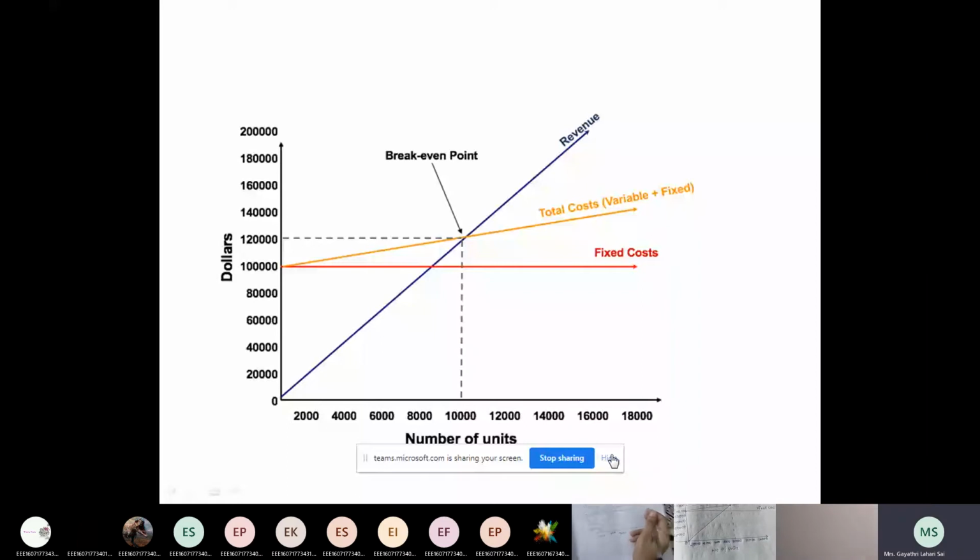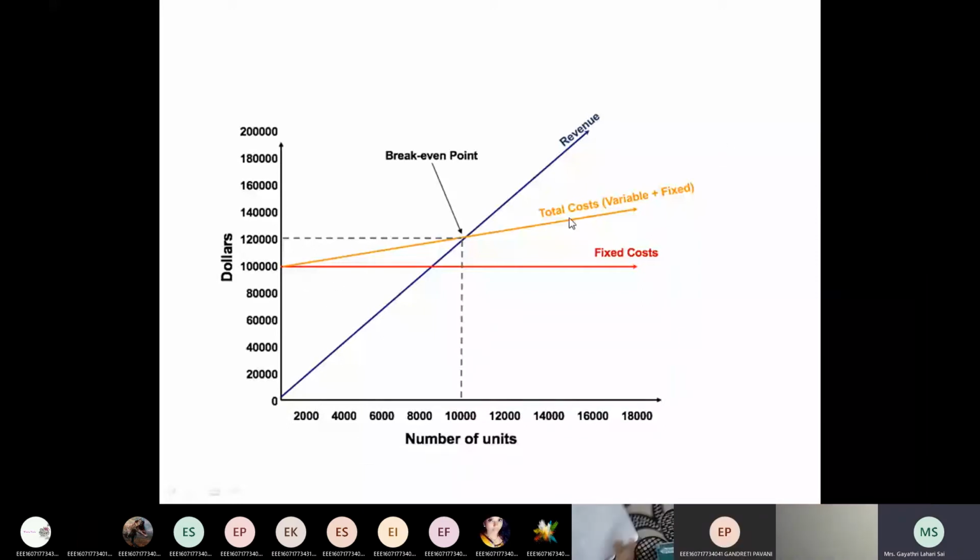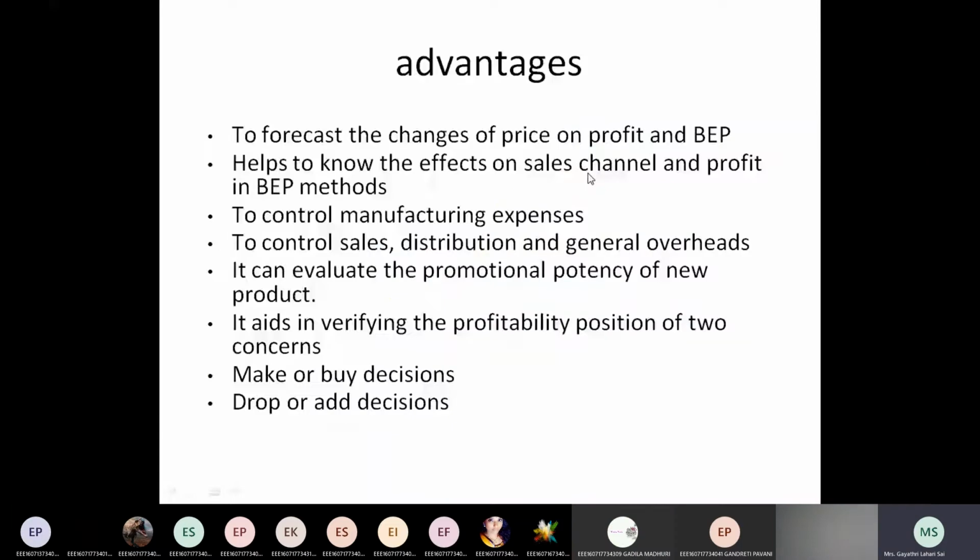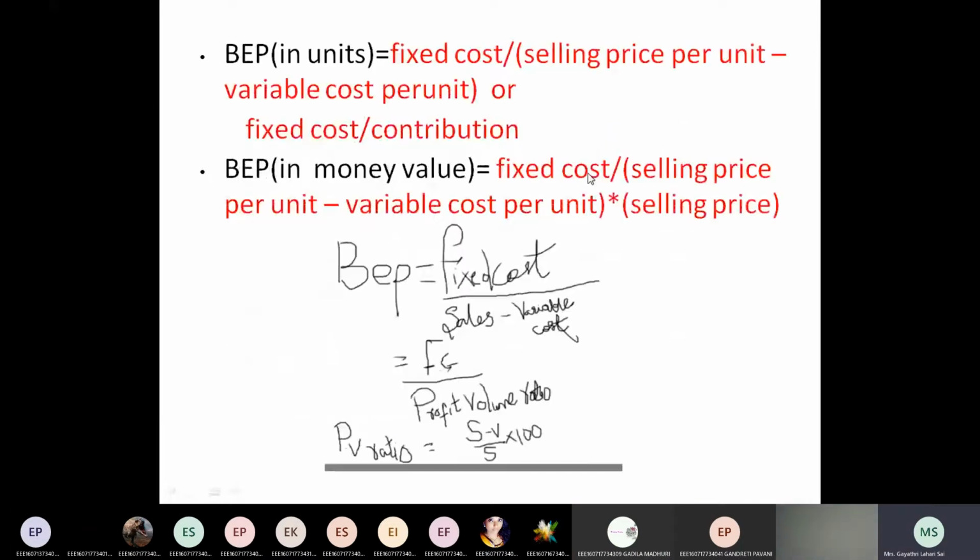Right? So all of you, please shade this area as loss and this area as profit, and mark where the variable cost area is and where the fixed cost area is. Okay. Now please all of you note it. Break even point in terms of units.